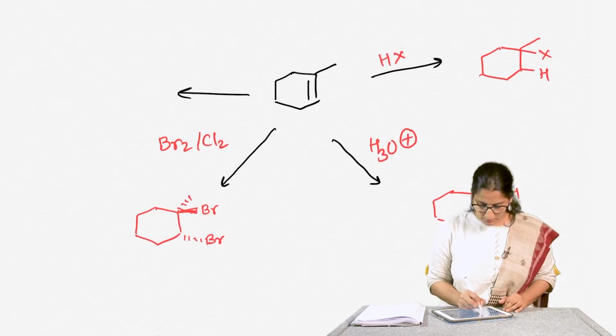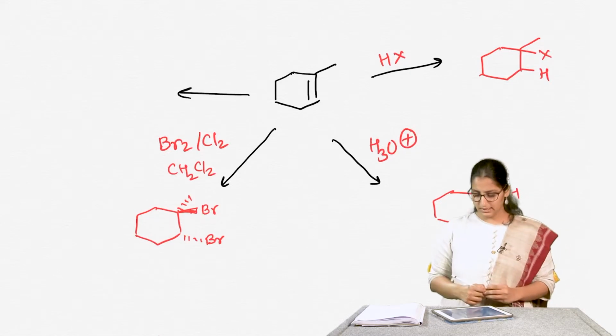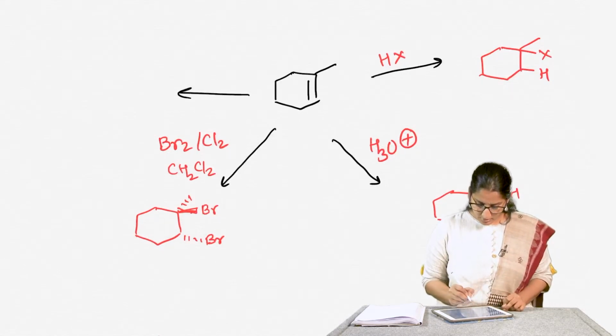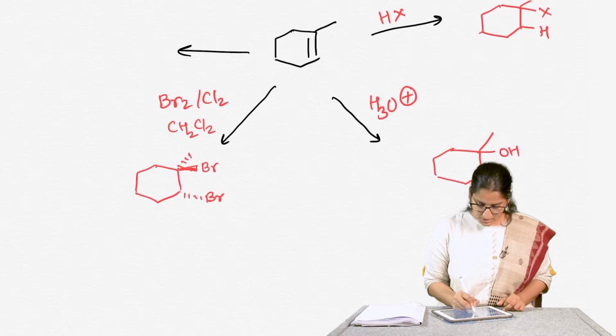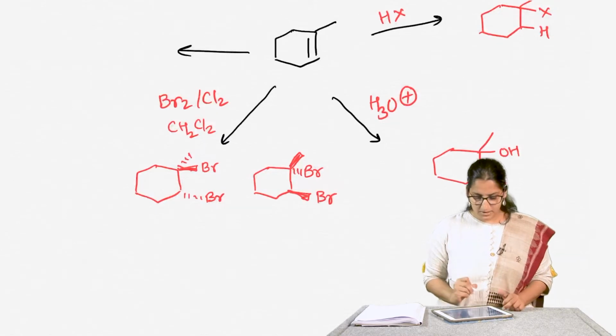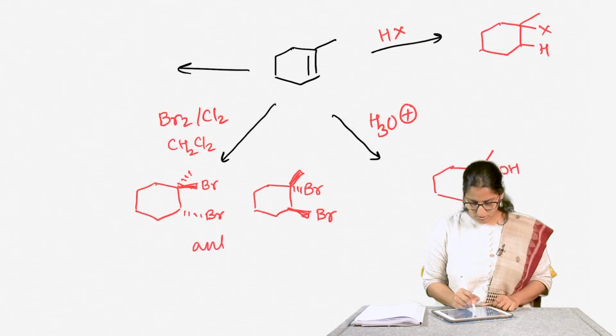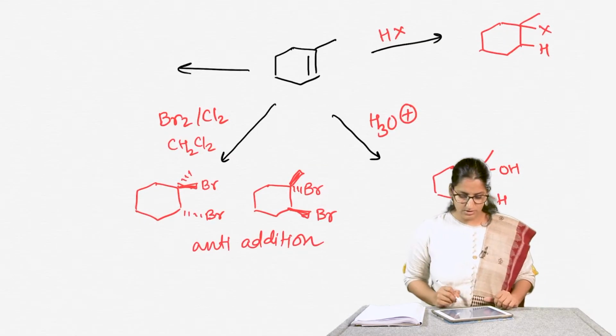The solvents that are typically used for these are inert solvents like dichloromethane, and you will either form this or its counterpart. So, you will form, for example, this molecule. But in any case, as you see, the two bromines are anti to each other. So, it results in the formation of anti-addition.